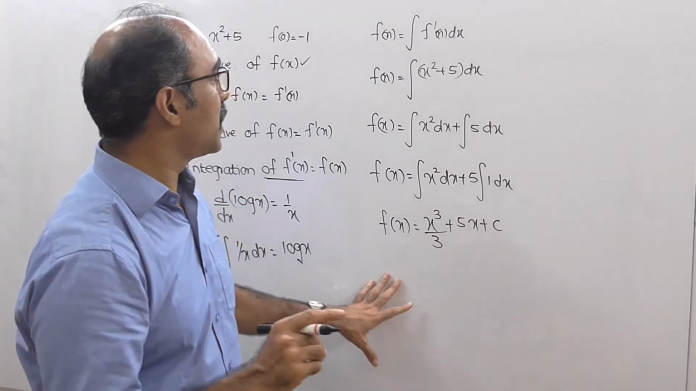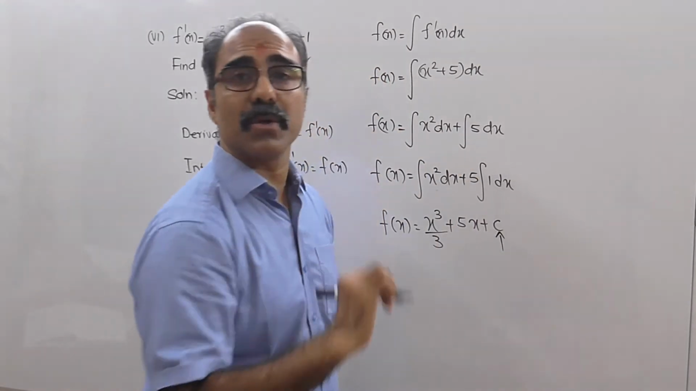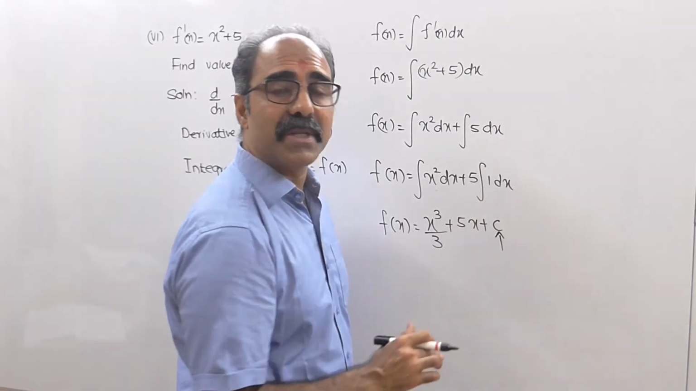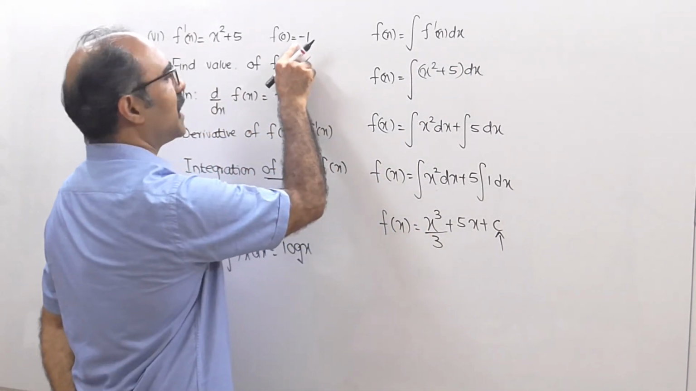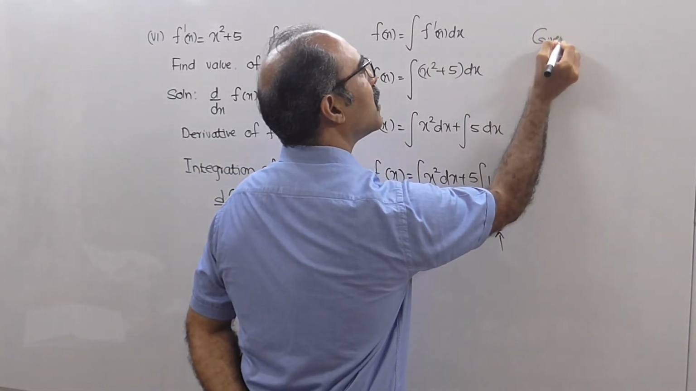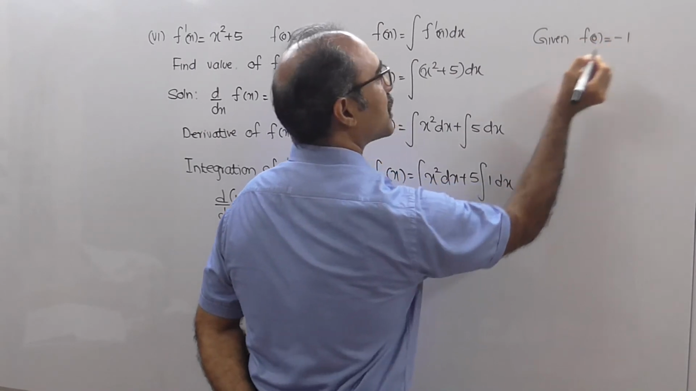But basically what they say is, what is the meaning of c? C is an arbitrary constant. So f of x should not have anything which is having an arbitrary constant. To tackle it, what they have given is, they have given f of 0 equal to minus 1. So given f of 0 equal to minus 1.